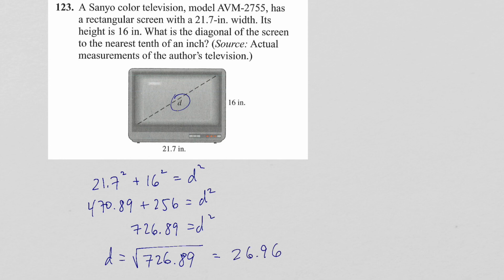Now it says to round to the nearest tenth of an inch. Well, here's the tenth of an inch spot. So this tells us we're going to round it up. So this is going to be 27.0 inches. That's this distance here.